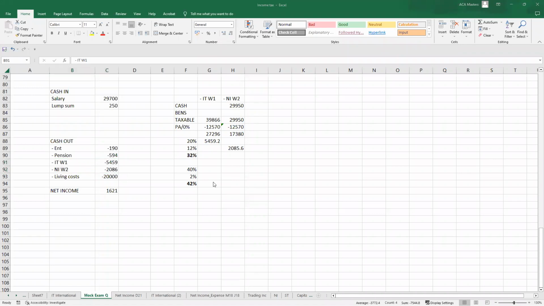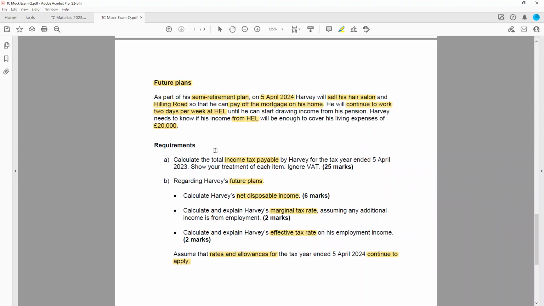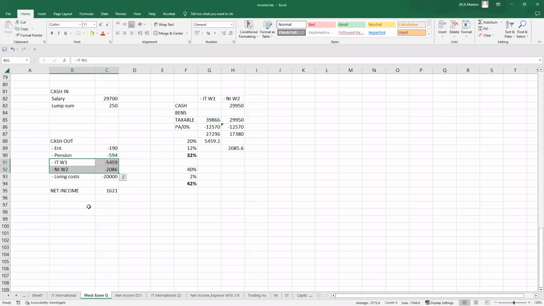So if he earns a little bit more income, what tax would he pay? So it said calculate and explain his marginal rate of tax, and it said as well, assuming that any other income is employment income. So if he earns some additional employment income, and assuming it's cash as well, we could possibly even clarify that. But assuming it is cash, then it would still be in a basic rate band. So 20% income tax, 12% national insurance, 32%. Quite straightforward there.